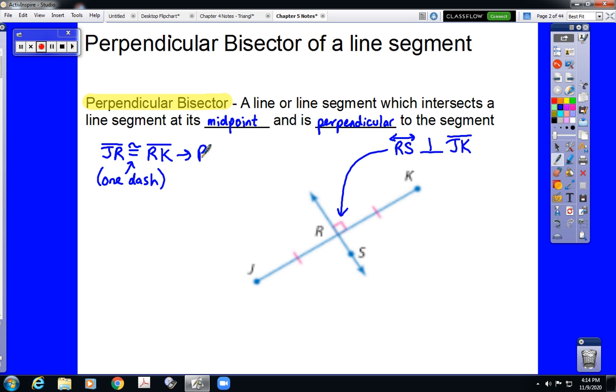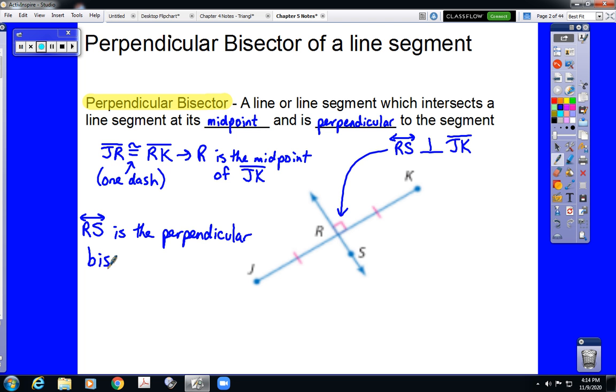Which means that R is the midpoint of segment JK, indicating that RS is in fact bisecting JK because it's passing through the midpoint. This allows us to use perpendicular bisector in a sentence here, saying that line RS is the perpendicular bisector of segment JK.